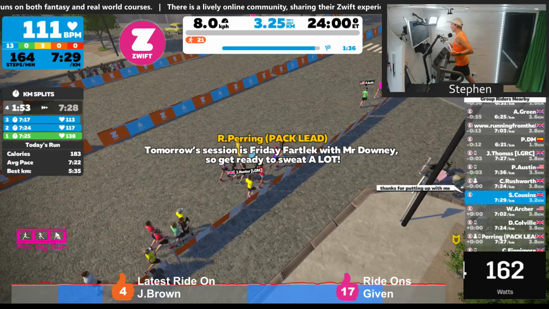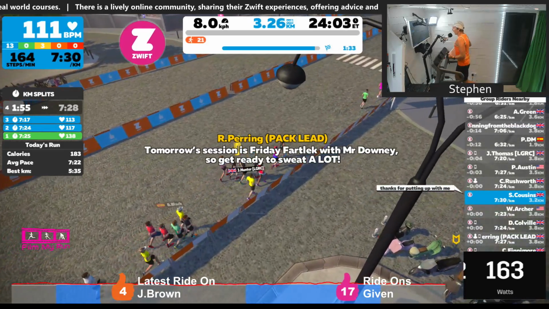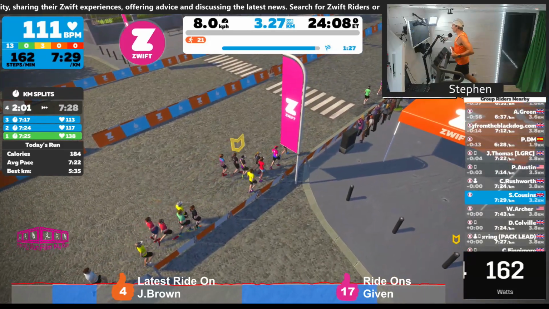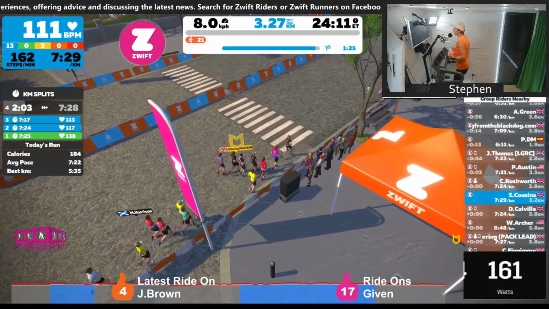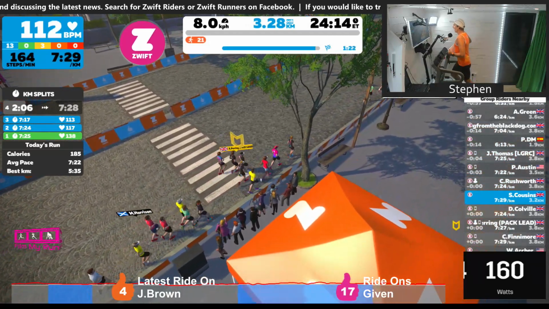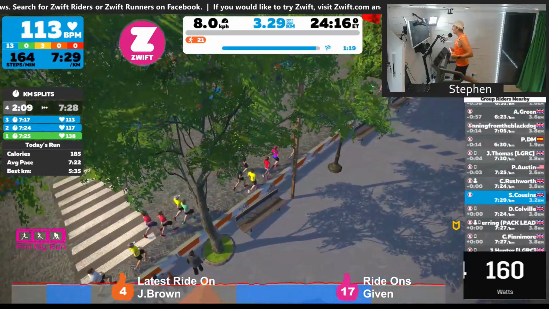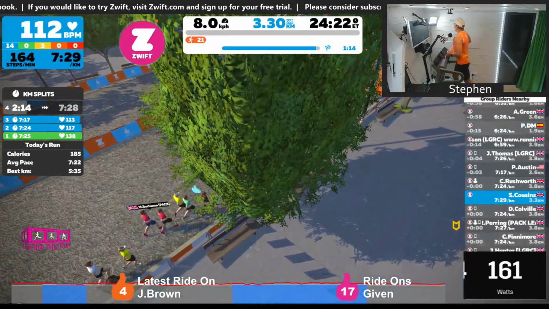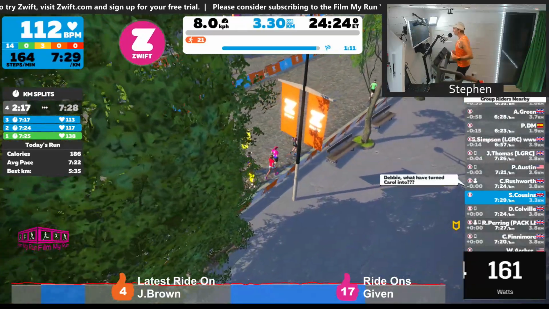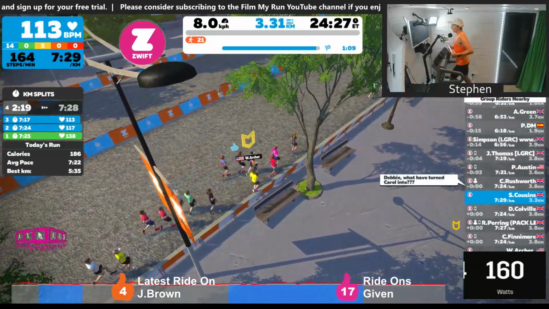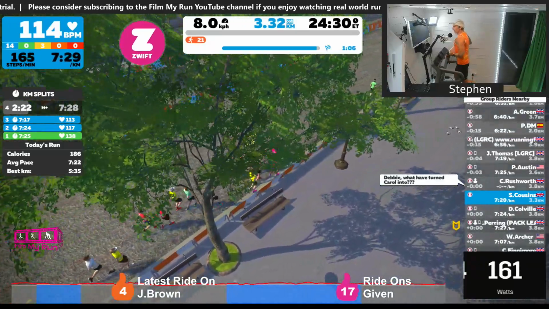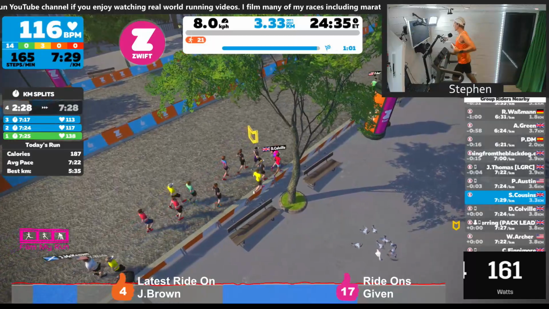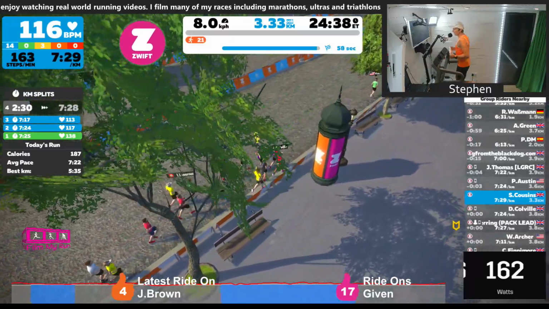Tomorrow's session is Friday fartlek with Mr. Downey, so get ready to sweat a lot. I won't be there. I will be in a car on the way to Liverpool. I've got the weekend, my mum's 80th birthday, so I am on the way to Liverpool to celebrate with her. So no stream for the weekend. I will be running, but I'll be back on Monday. Tomorrow morning, 9 o'clock, I'll be doing a hill session on Zwift, and then away for the weekend and back on Monday. So yeah, my mum is 80 years old now.